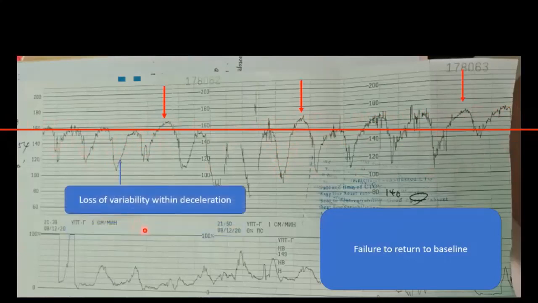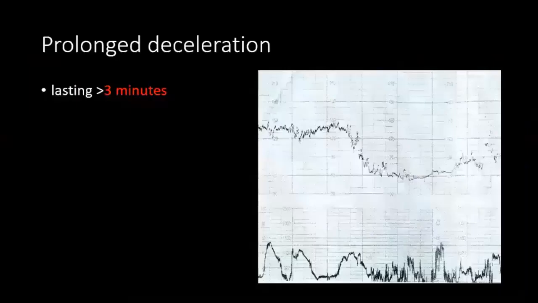And what do we mean by loss of variability within the deceleration? You see there is still some variability here, but can you see it is a very smooth line inside here? This is what we call a loss of variability within the deceleration. Okay, so all these features are concerning characteristics, meaning you are concerned. When you see this kind of deceleration, you are worried. Okay, and you are more worried about this prolonged deceleration when the deceleration is lasting more than 3 minutes.